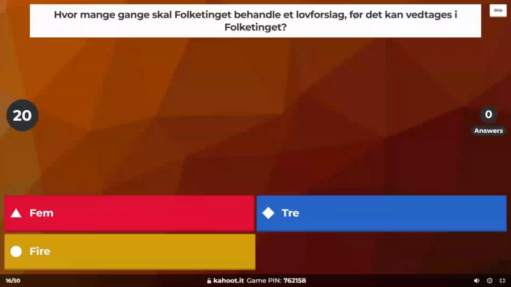Yes, so there is no death penalty in Denmark. So there is no crime that is punishable by death in Denmark. All right. 13 people got that wrong.